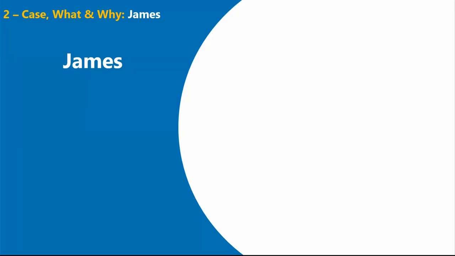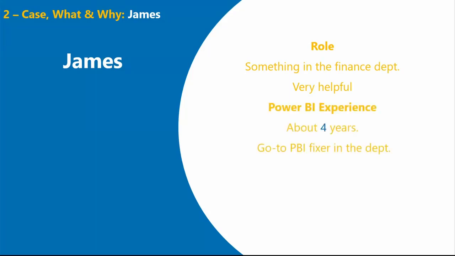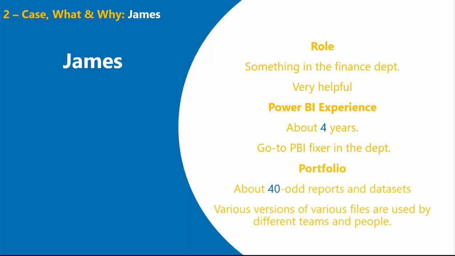Then there's James, the other name that kept coming up. James does something in the finance department. That's what we know. He's also very helpful. He has 4 years of experience with Power BI, and he has a reputation as the go-to Power BI fixer in the department. And his portfolio consists of about 40 odd reports and data sets that are used throughout the organization in various versions of various files by different teams. So he's done a lot of Power BI stuff as well.